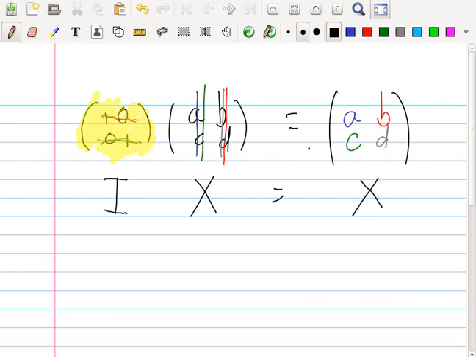In regular algebra, what is this like? What is it like doing? Yeah, it's like multiplying by 1, isn't it? Because you know 1 times x is x. Likewise here, I times x is x. Okay? So the identity matrix I does not do anything when multiplying matrix X. Okay, so that's the first idea, identity matrix.